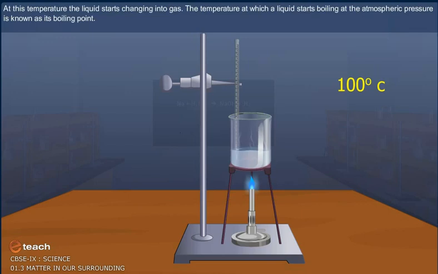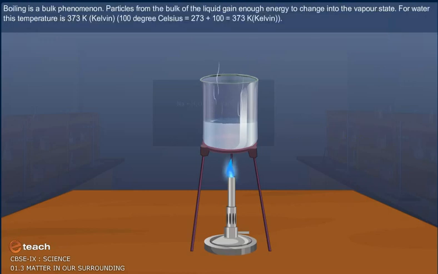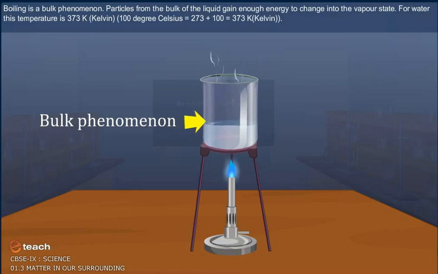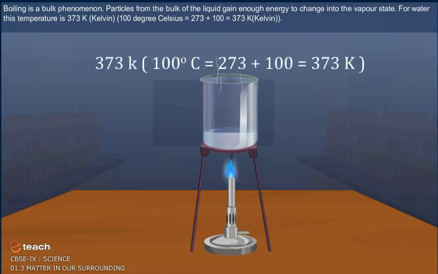At this temperature, the liquid starts changing into gas. The temperature at which a liquid starts boiling at the atmospheric pressure is known as its boiling point. Boiling is a bulk phenomenon. Particles from the bulk of the liquid gain enough energy to change into the vapor state. For water, this temperature is 373 K, that is, 100 degrees Celsius is equal to 273 plus 100, that is equal to 373 K.